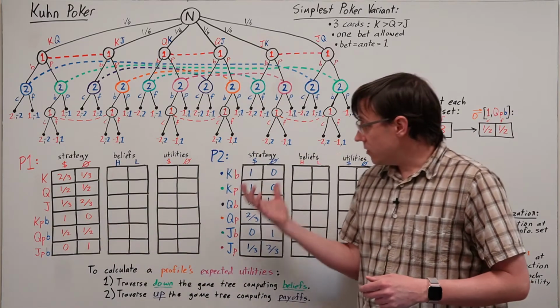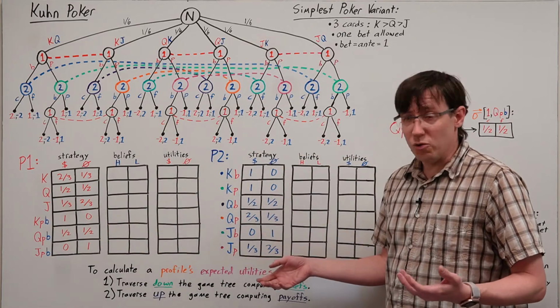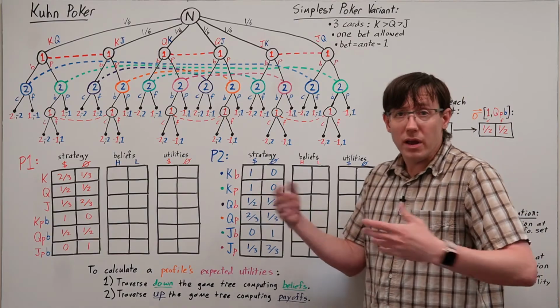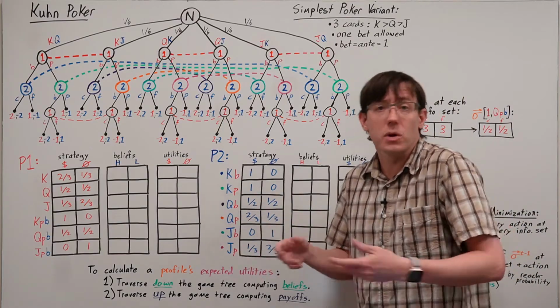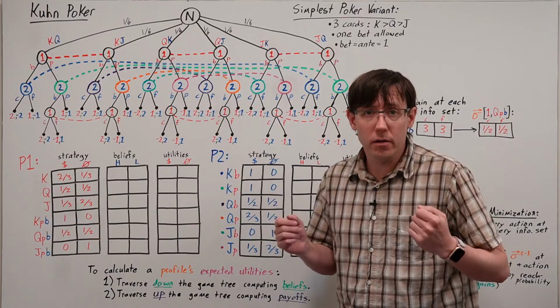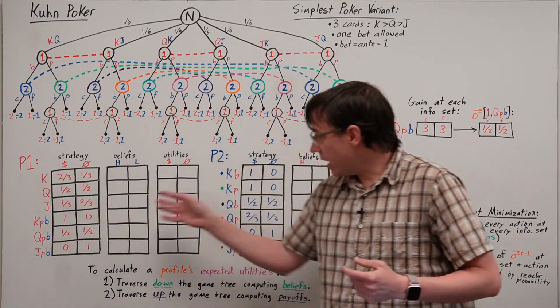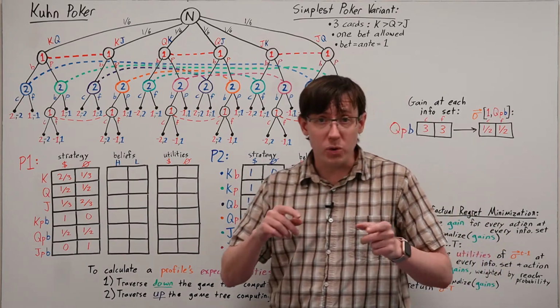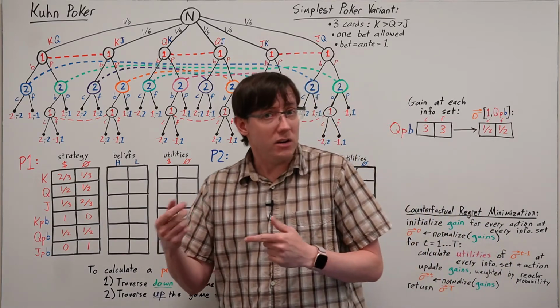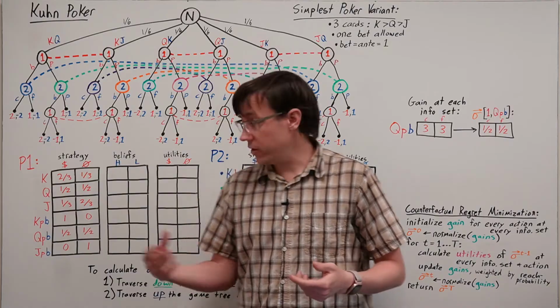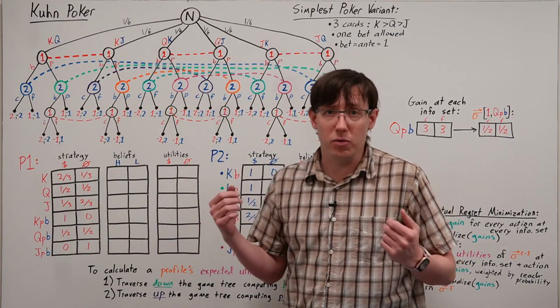I've given a similar strategy for player 2, where they are more likely to call or bet when they have a higher card. And just like we did last time, we could use this profile of strategies to compute beliefs and expected utilities and check whether the profile is an equilibrium.